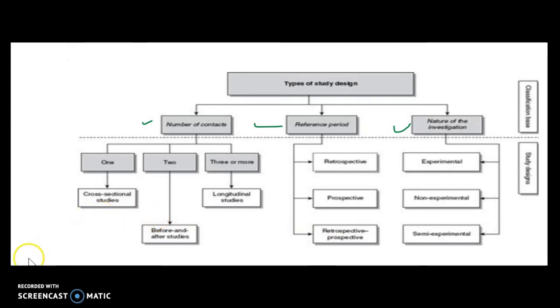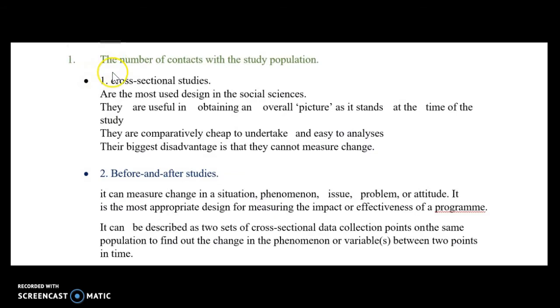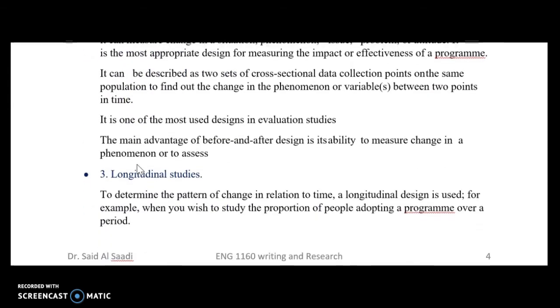Under these he has different types, almost 9 research designs. We will not give a detailed description of these, just a brief look to see what the different research designs in quantitative research are. So in quantitative research, one of the criteria by which he classified the research design is based on the number of contacts with the study population. It could be 1 time or 2 times or more.